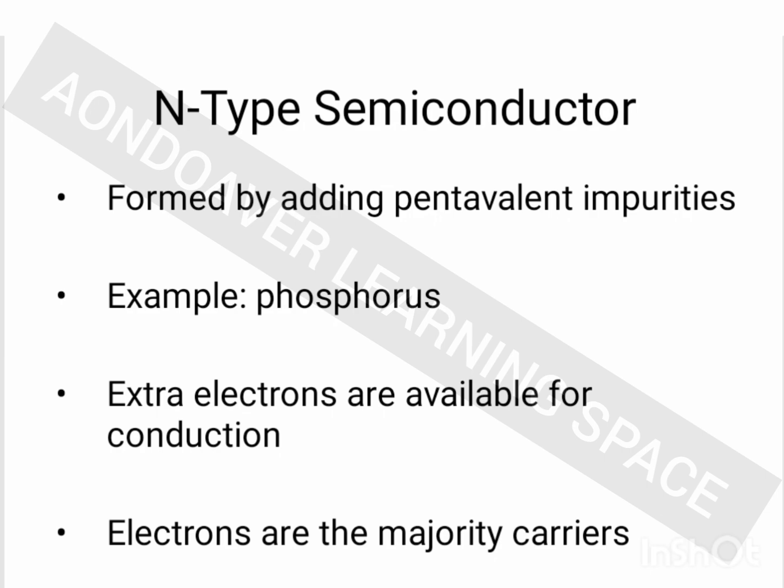So phosphorus is an example of this pentavalent impurity, and the majority charge carrier in an n-type semiconductor is the electron, which is the negative charge.